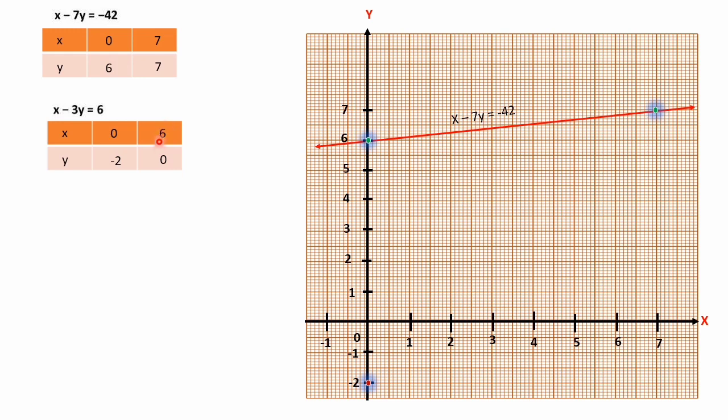Next value is x value 6, y value 0. X value 6 is here, y value 0 means, of course, y axis 0 is here. So both the lines are meeting at this point. So 6, 0 we have marked here. Again, as before, just use your ruler, join the points and label the equation, that is x minus 3y is equal to 6. So this is the graphical representation of the given data.